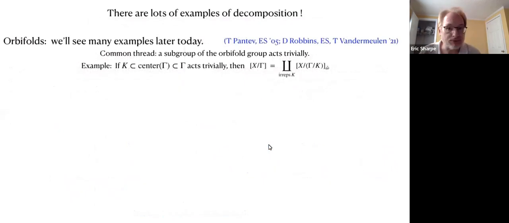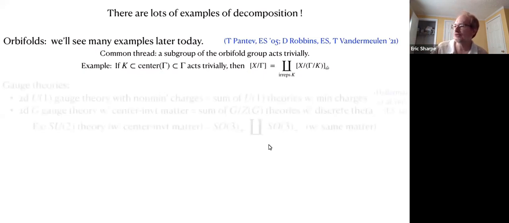Now, there are surprisingly many examples of this. I didn't really appreciate this when we were first getting started. So orbifolds are a common source of examples. The thing you need for this to happen in an orbifold is for a subgroup of the orbifold group to act trivially. And then, for example, if the trivially acting subgroup lies inside the center, then the orbifold is equal to a disjoint union of orbifolds by effectively acting cosets. So we'll come back to this later in the talk and see many examples. This is essentially going to be the subject of the second half of the talk as I specialize to a particular application of decomposition.